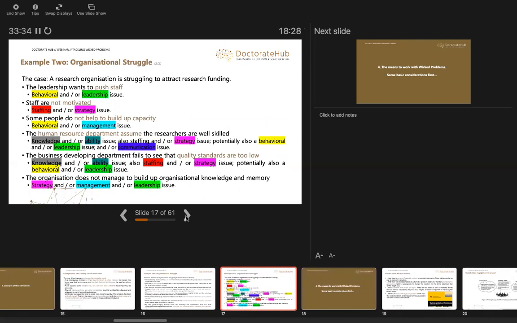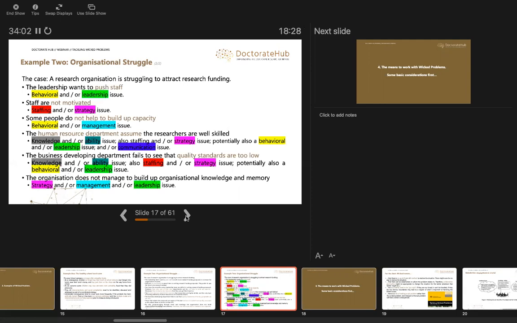Now, while it also is a very obvious case, it can be looked at from so many different lenses. It could be looked at from a behavioral or leadership issue. Why is the leadership wanting to push that? It could be looked at from a background of staffing and strategy. Why is staff not motivated? It could be looked at from a behavioral and management issue perspective. Why do some people not help to build up capacity?